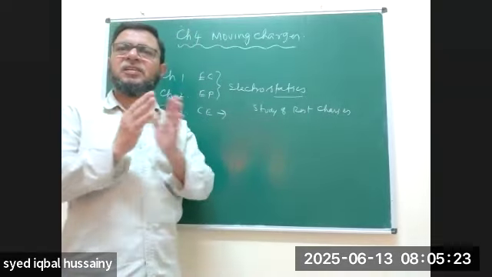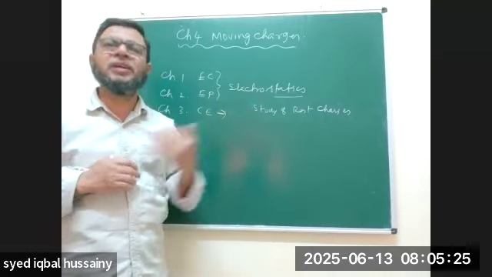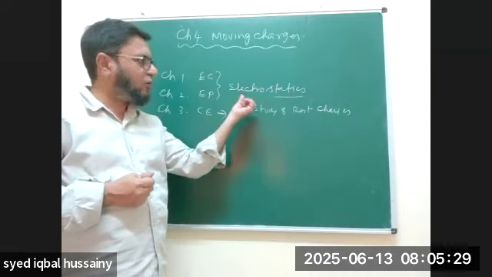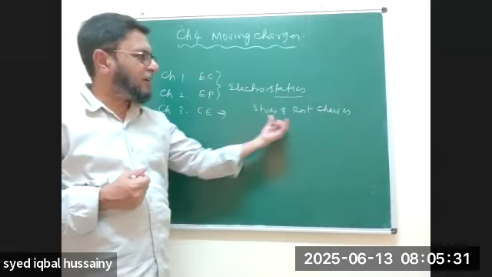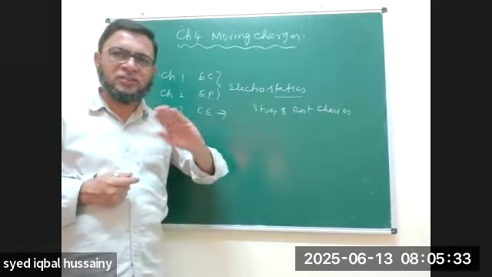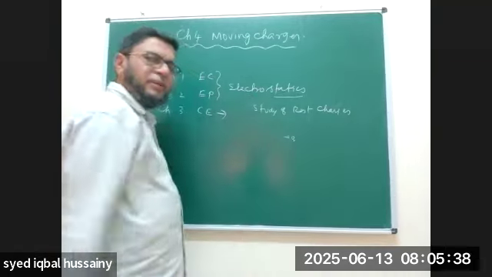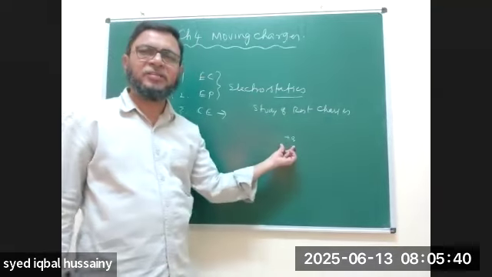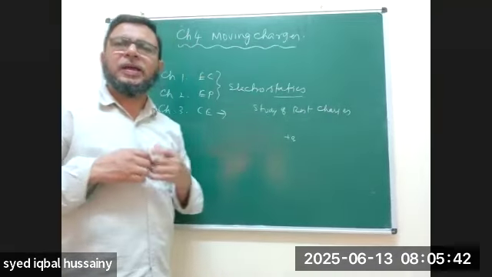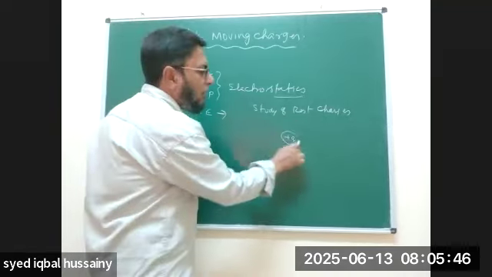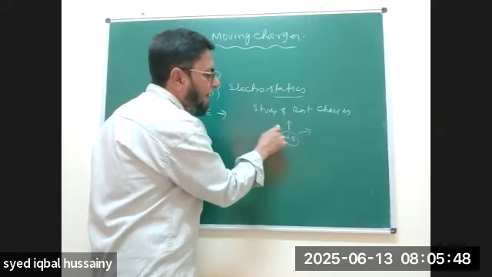Rest charges means the charges are in a rest condition, not in a moving condition. Suppose you take a plus Q charge or a minus Q charge. Charges in rest condition produce an electric field radially outward. If you take a single charge, it produces the electric field radially outward.